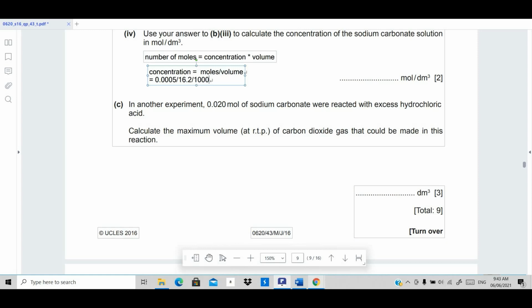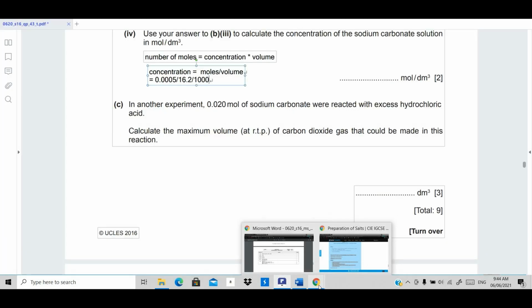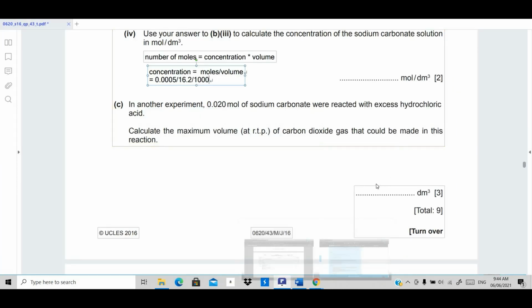Let me use the marking scheme. How will we write this answer? Your answer should be to 3 dp. So the answer for this question will be written as 0.0031... not 0.00, 0.031. Yes, now it's correct.